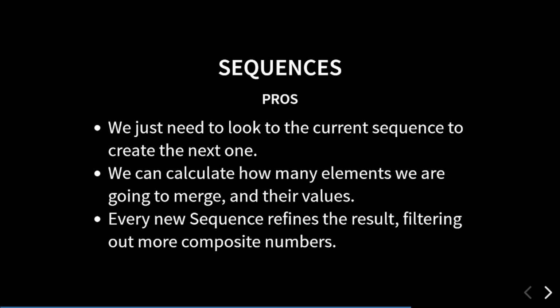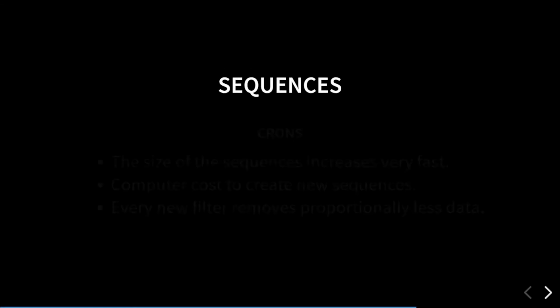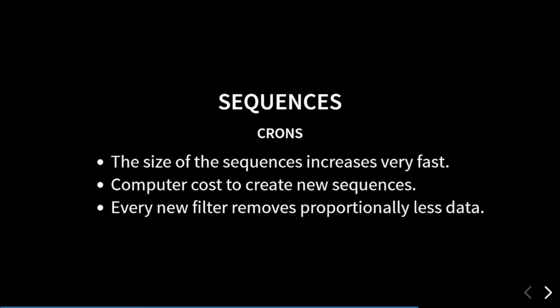And with every new sequence, we are able to refine even more our results, removing more and more numbers that are not primes. But yeah, the size of the sequences increases really fast. It's not great, and the computing cost to create the new sequence also increases for every new sequence, and every new feature removes less data, so it's more work to remove less data. At some moment we might think that it's not worth it.